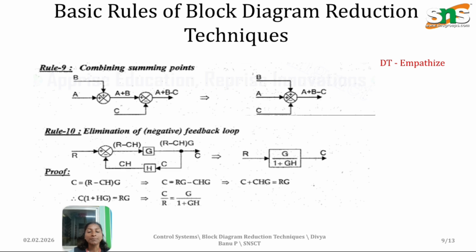Next one, elimination of the negative feedback loop. Negative means that inside the summing point, the place where the feedback joins is marked as minus. That's why it is called a negative feedback loop. If it is like this, then the general formula will be G by 1 plus GH, which is the closed loop transfer function C by R. C by R is output divided by input, whereas the formula for a transfer function is the Laplace transform of the output divided by the Laplace transform of the input. Here the output is denoted as C and the input as R. So C by R equals G by 1 plus GH.